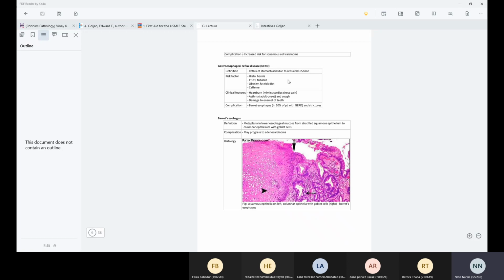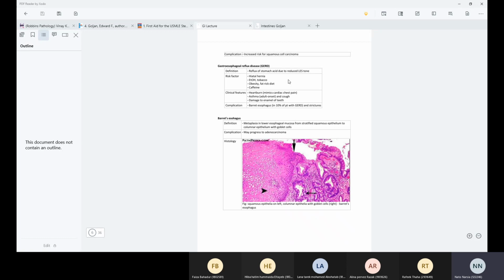Is it definitely GERD or is it myocardial infarction? Okay, that is important. In clinical practice, you will definitely find this case: when a patient has heartburn and chest pain, you always need to check cardiac enzymes. Also with asthma, particularly adult onset asthma, you can find both together.